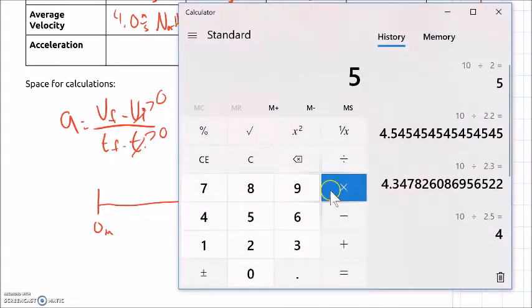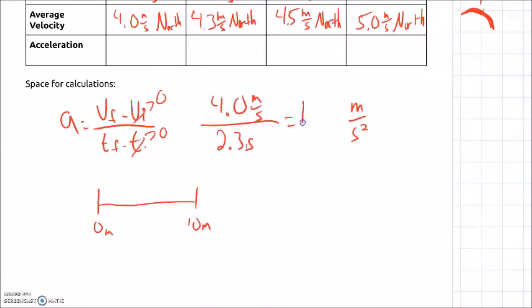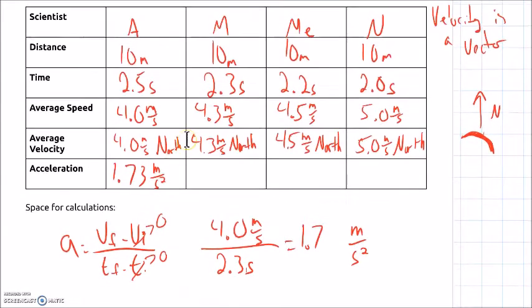4 divided by 2.3 is 1.7 meters per second squared. And remember, for this particular lab, we didn't have to do all the calculations. We only had to do calculations for ourselves. So let's go ahead and take a look at that chart. Let's see how we did my calculations.